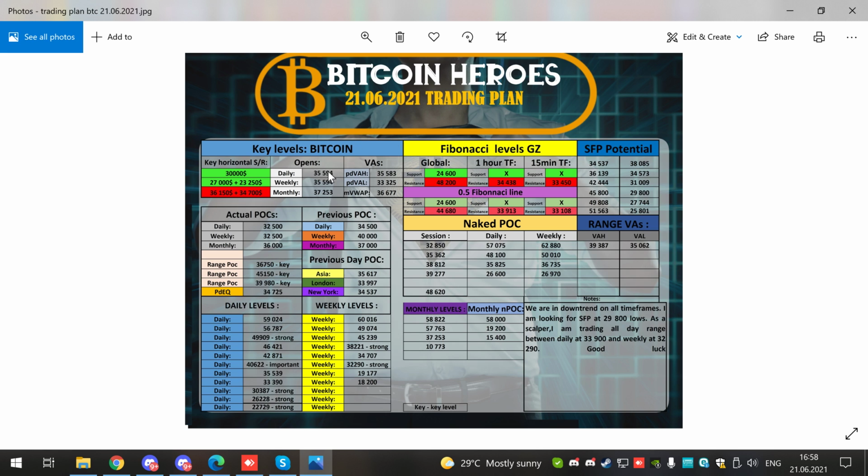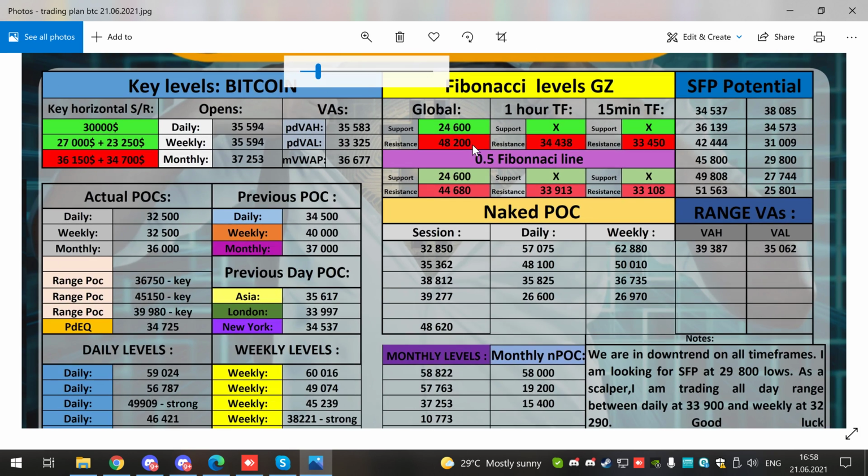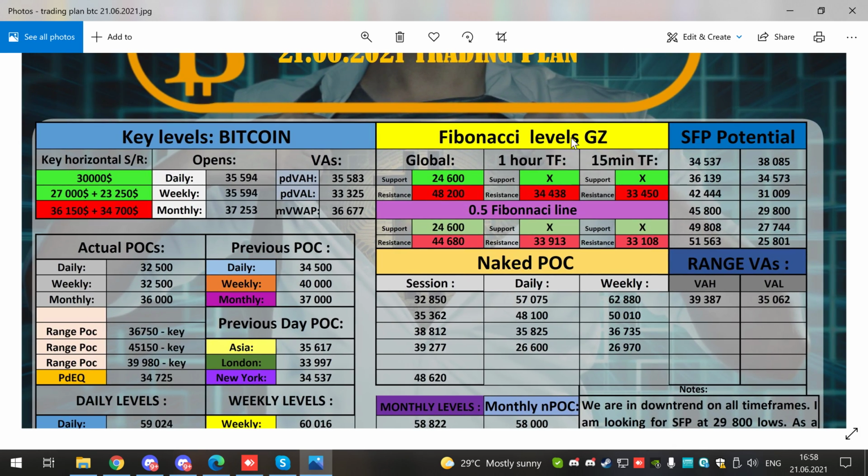Then we can go to Fibonacci levels. This is simply Fibonacci zone. I marked the golden zone, which is 0.61 and 0.66. And then I marked the 0.5 Fibonacci line, because this is a decent line as well.